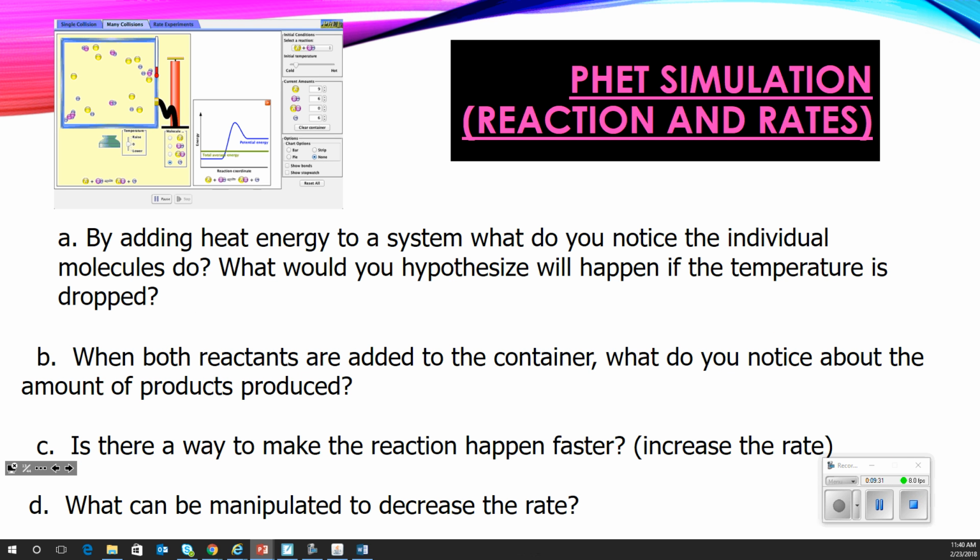What I'd like you to do now is bring up Google and type in PhET simulation, reactions and rates. PhET simulation, reactions and rates. Just go ahead and type it in. What's in the pink there? It doesn't have to have the parentheses. Just type it in.